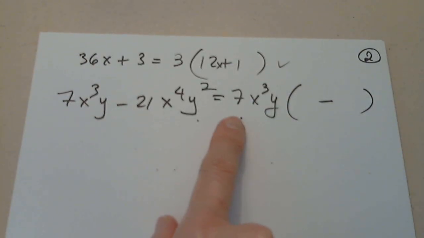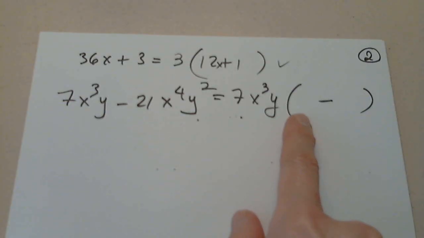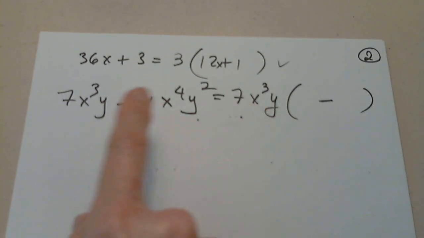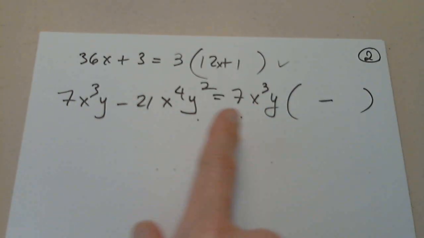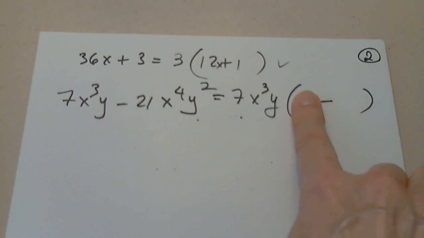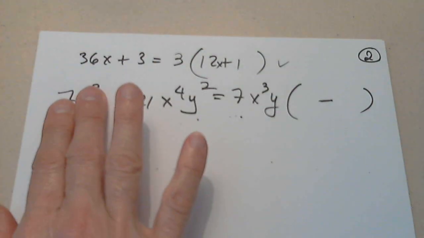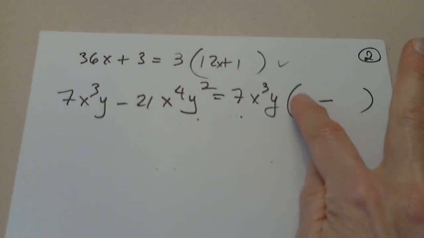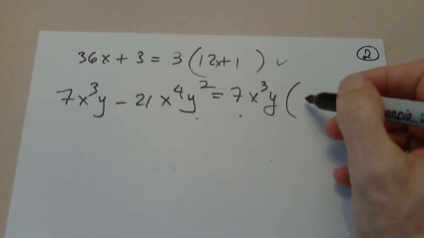7 was taken out completely, so there is no number left inside. X to the third was taken out completely. Y was taken out completely. So then what is left here? Something must be left, and you cannot say 0, because if you say 0, this times 0 is not this. So what will I have? Say it again. 1. Indeed.